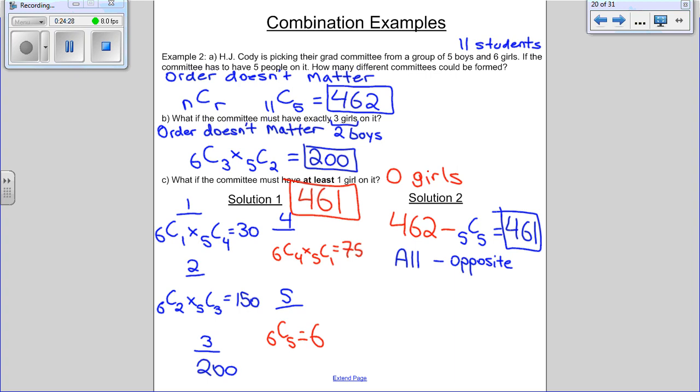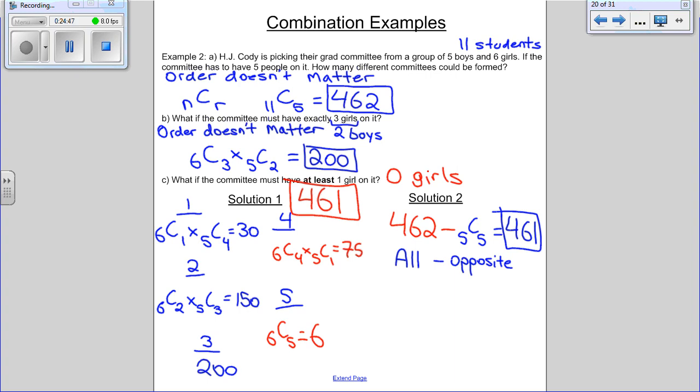You could do the same thing if there were 6 boys, but you wanted 5 boys. If there had been more boys, then I would have gone 462 minus 6 choose 5. That is possible too, right? And then your answer would be a little bit different. But the fact that it was 5 choose 5, there's only one way to do that.